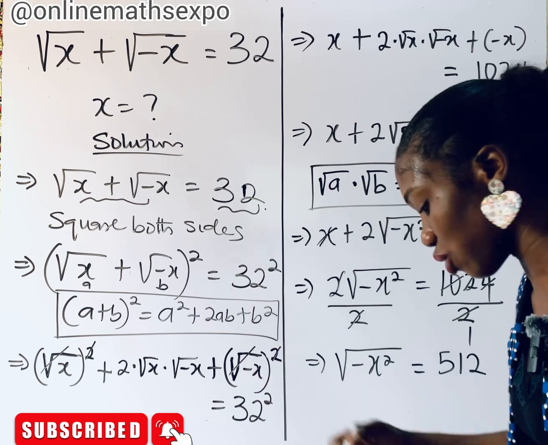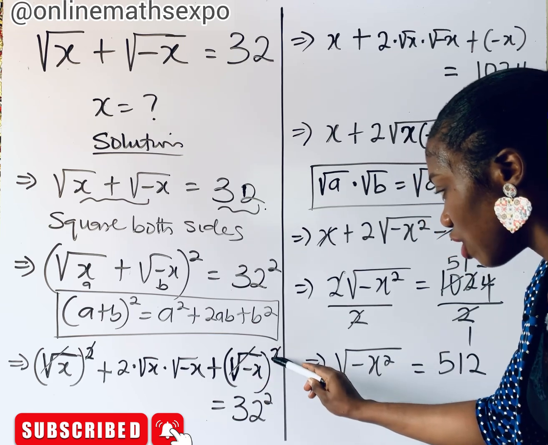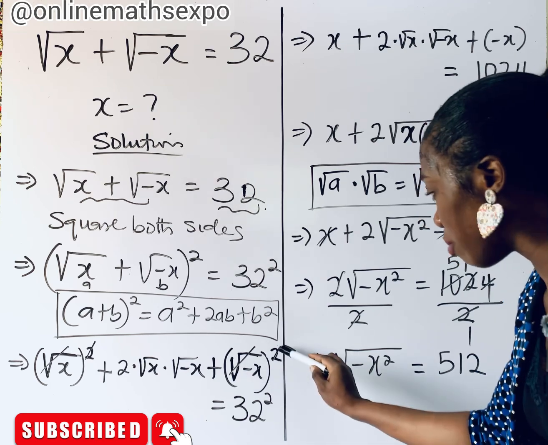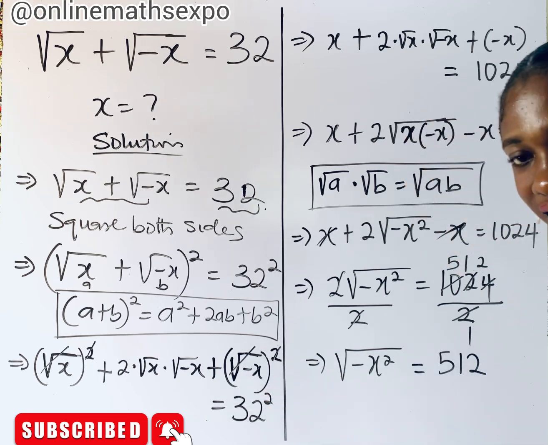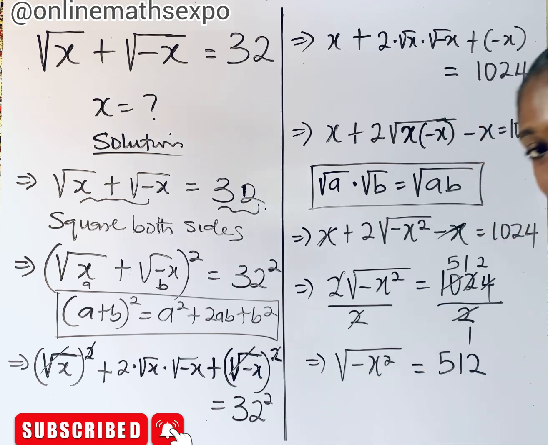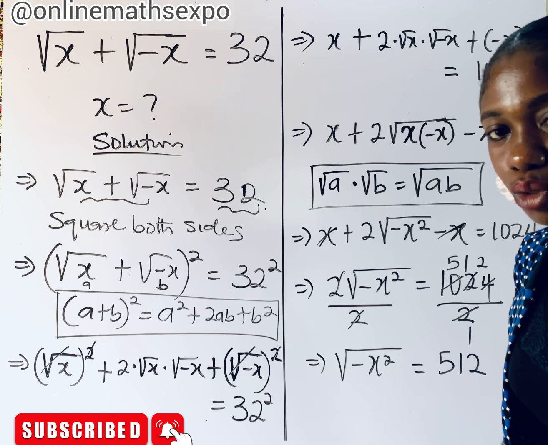You observe that what you have here, the square is both on the x and the negative sign. So we're able to cancel this. I hope it's clear. So this is not the same with this. So don't use it to cancel the square root. Now let me show you what you will do.